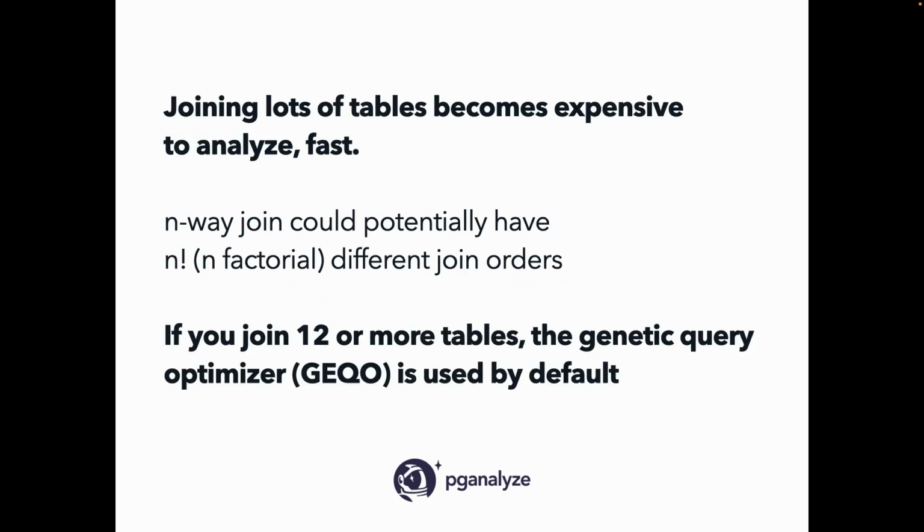The other thing to note with joins is that joining lots of tables becomes expensive to analyze fast. And so if you join more than 12 tables, Postgres will do funky things with the query optimizer. Sometimes it works well, sometimes it doesn't work well. That's just a hazard to be aware of.